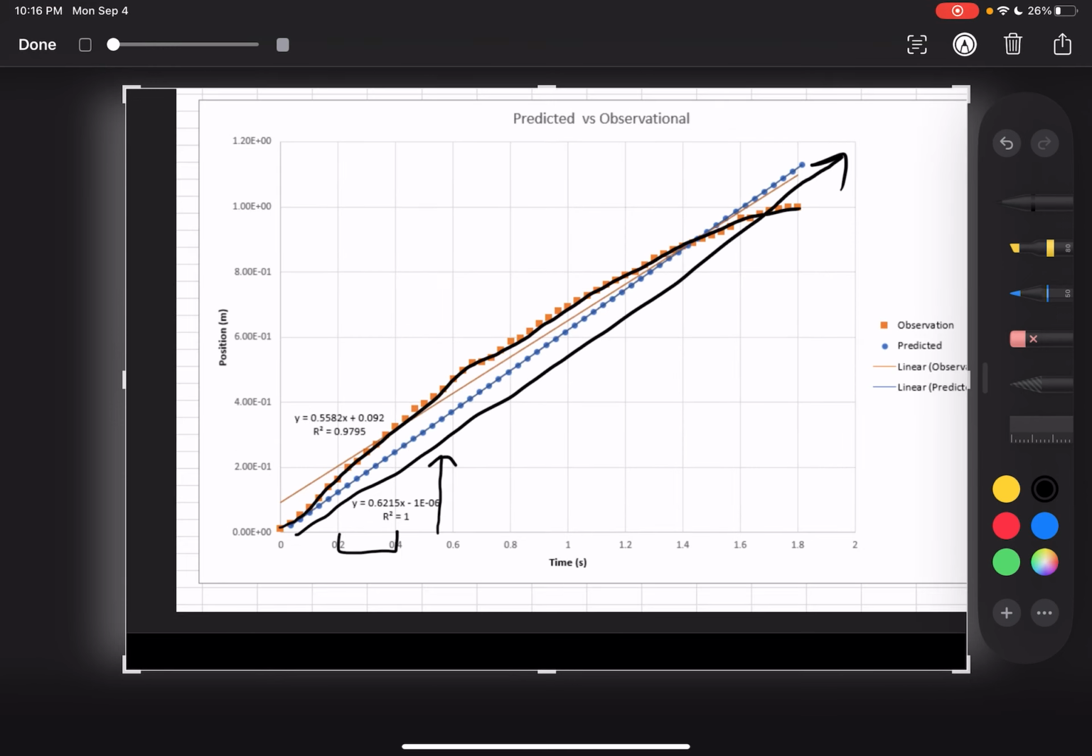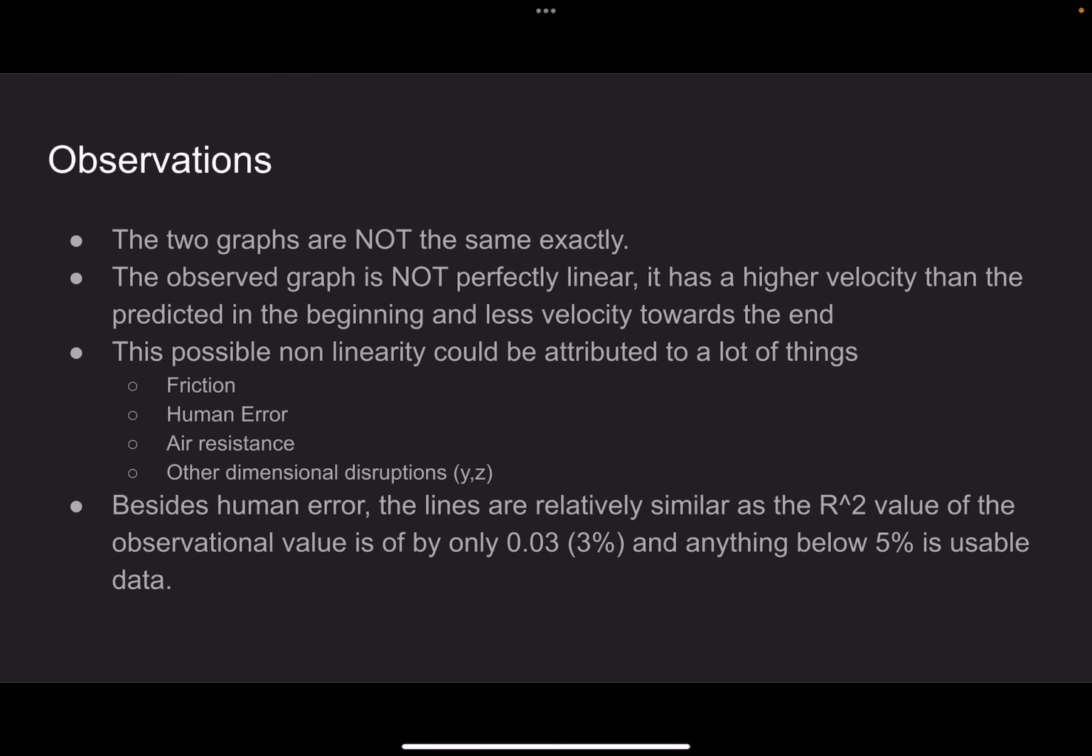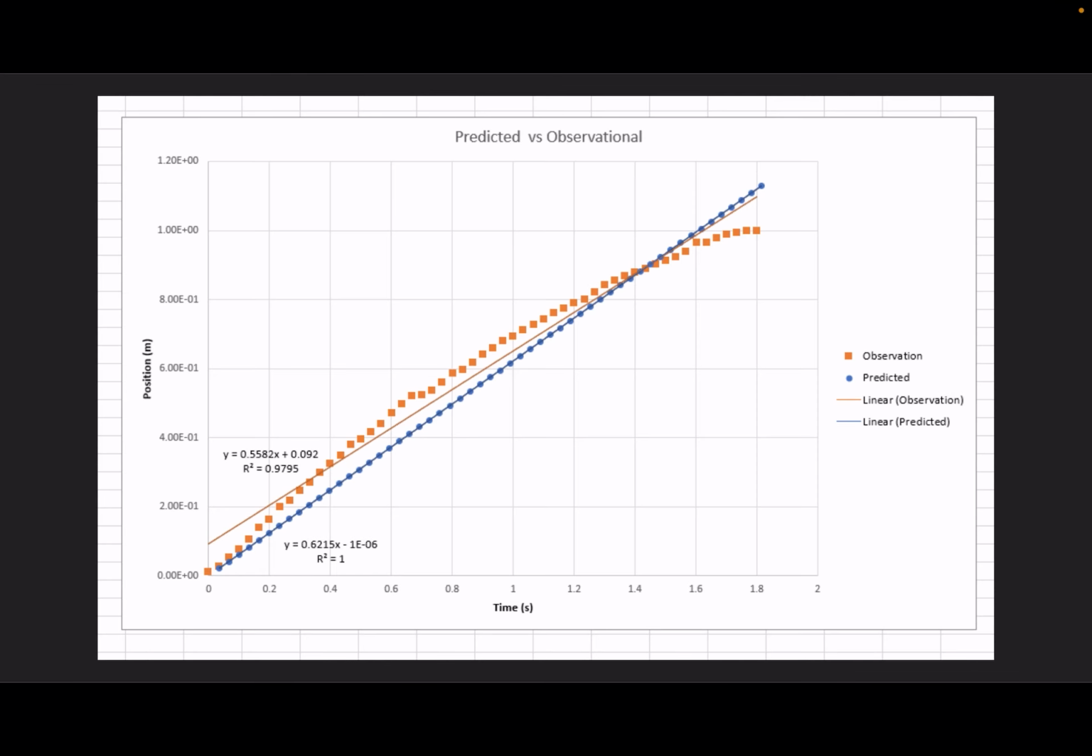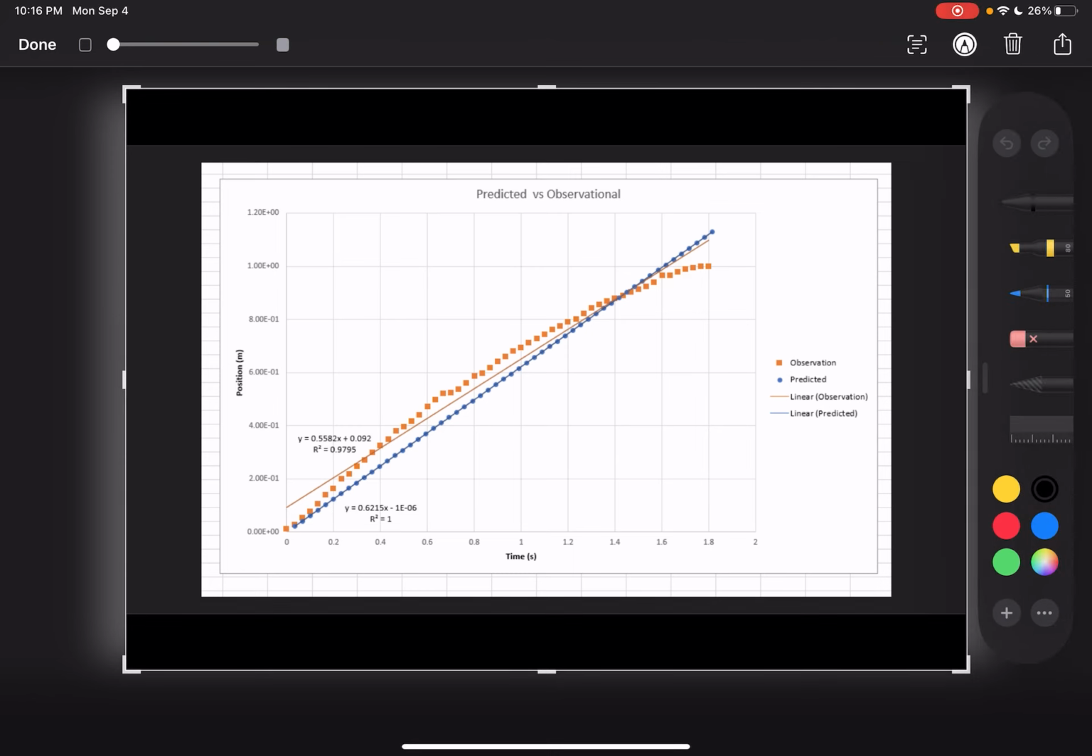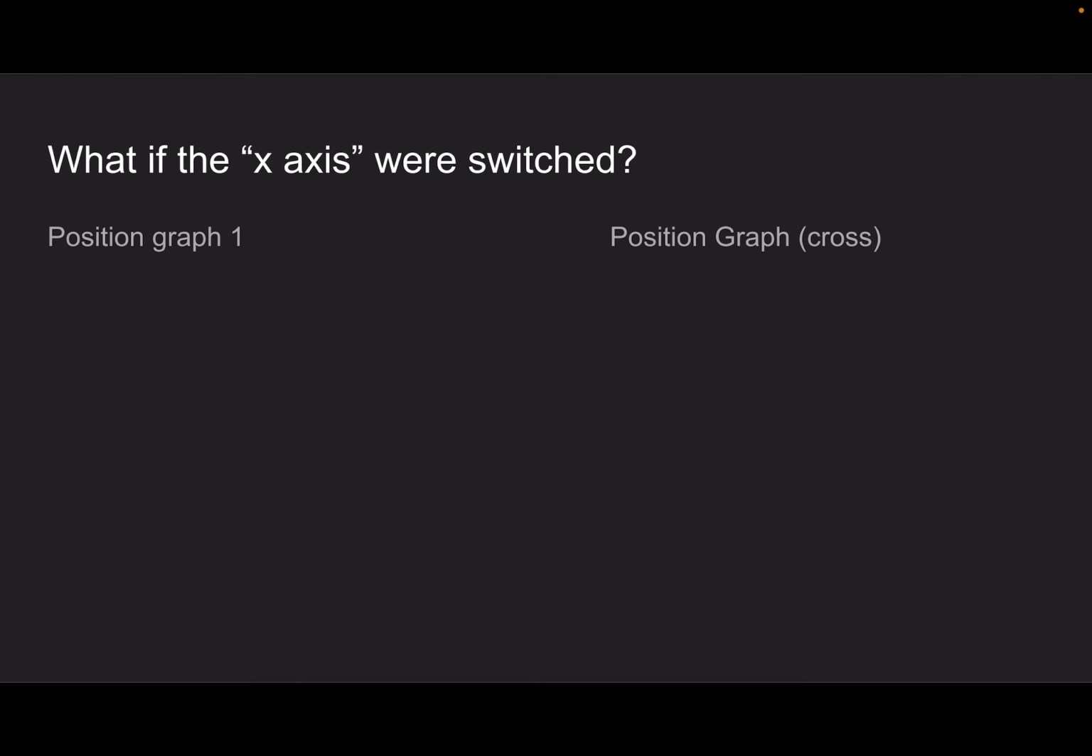I have 4 reasons for this, and one of them is friction. I devised friction as being more of a reason why this phenomenon is happening right here, because as the ball is rolling across the table, it could be encountering forces of friction that could end up slowing the ball down. This could be above the predicted line, which means the speed is actually going faster than predicted, could be up to human error.